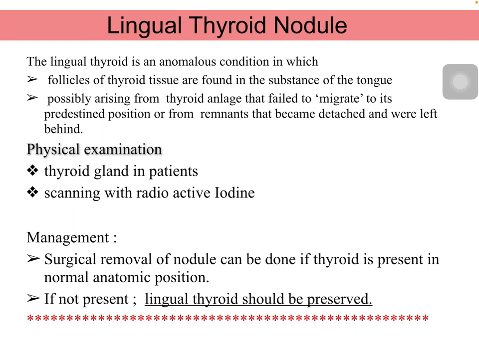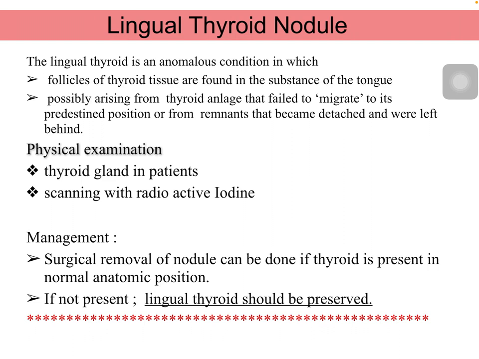So the lingual thyroid is an anomalous condition in which follicles of thyroid tissue are found in the substance of the tongue, possibly arising from thyroid anlage that failed to migrate to its predestined position, or from remnants that became detached and were left behind.